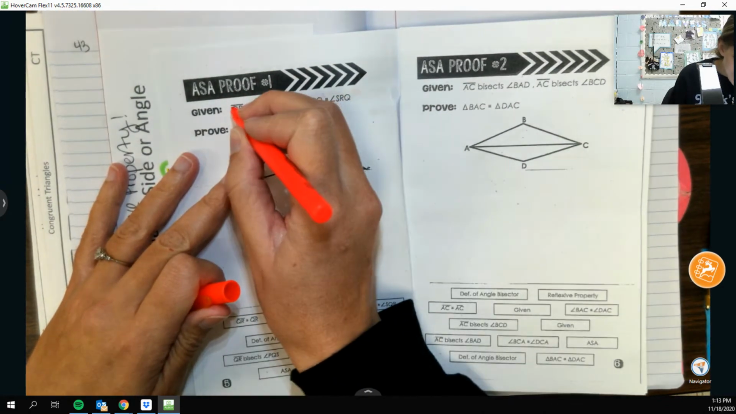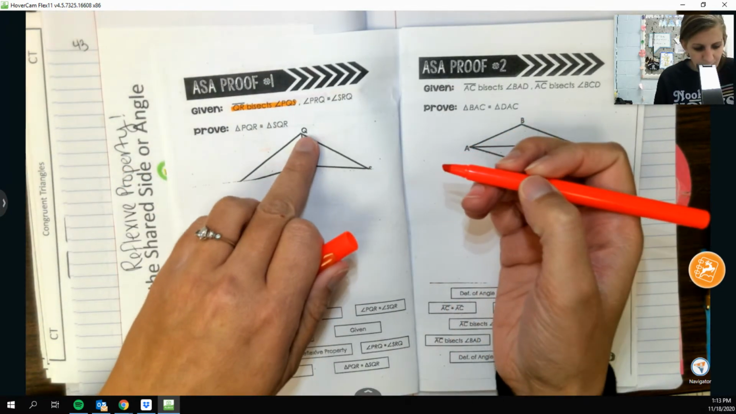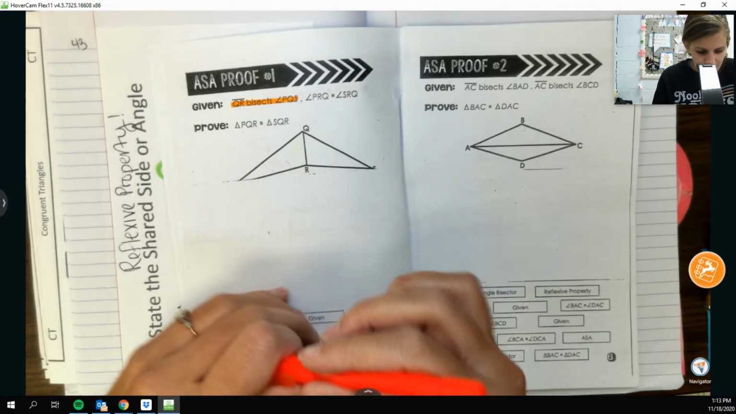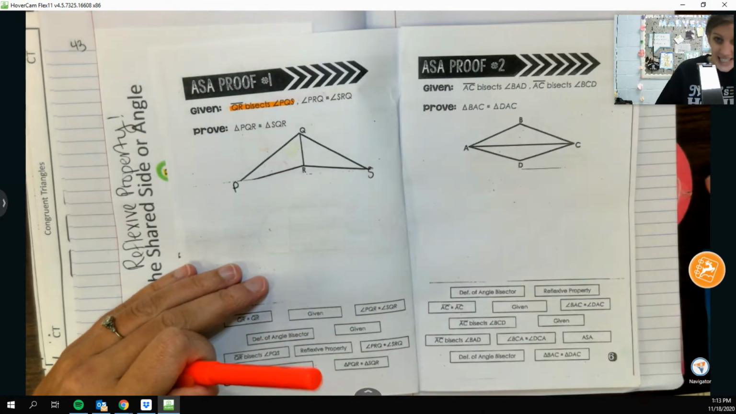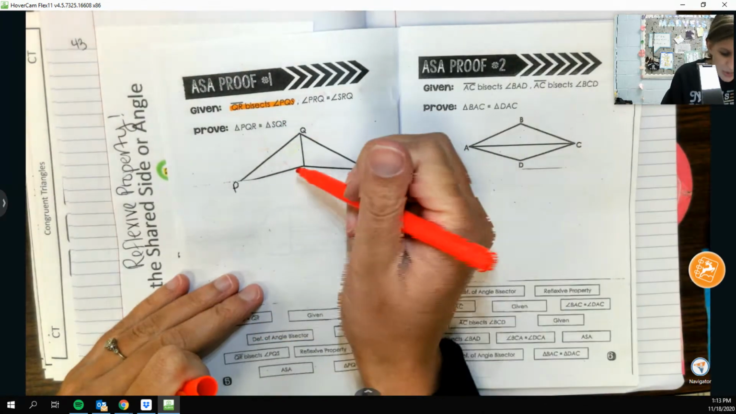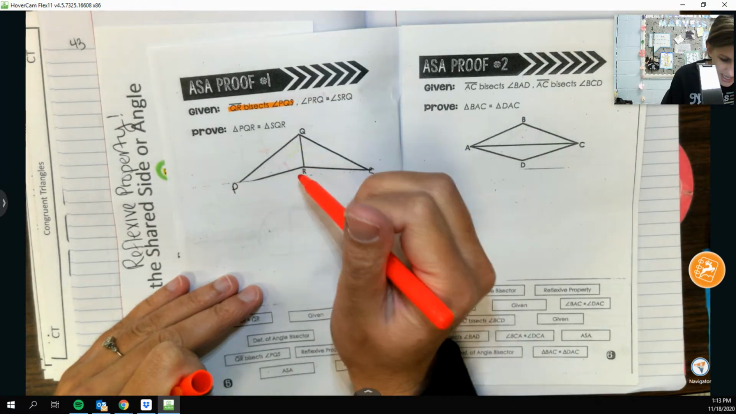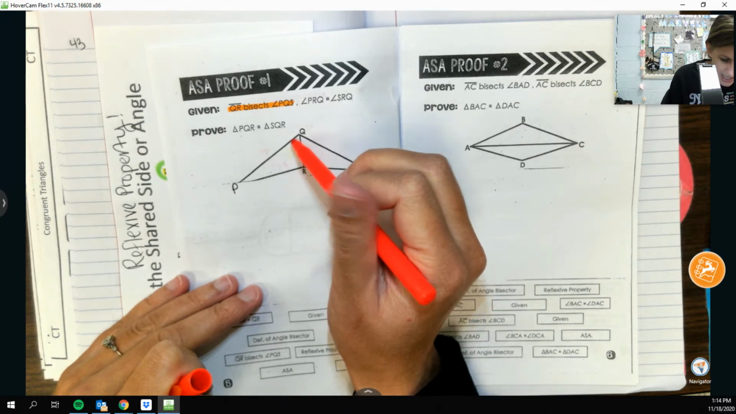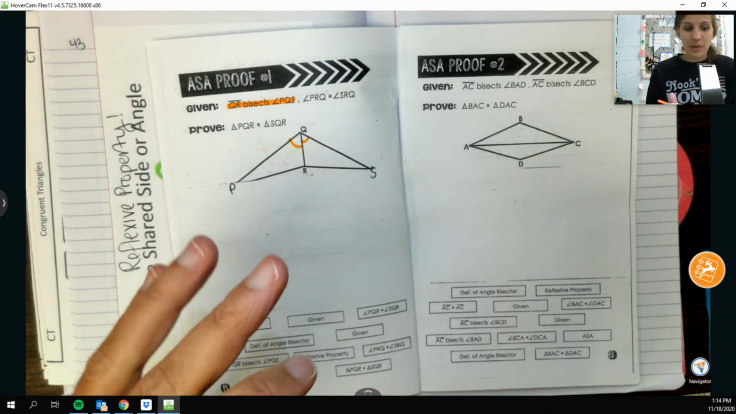If we take a look at this first piece of given information, it says that QR is bisecting. Ooh, my letters got erased. This guy over here is P and that guy is S. So QR is bisecting PQS. So this line is cutting this angle in half. So this side of the angle and that side of the angle would be congruent.